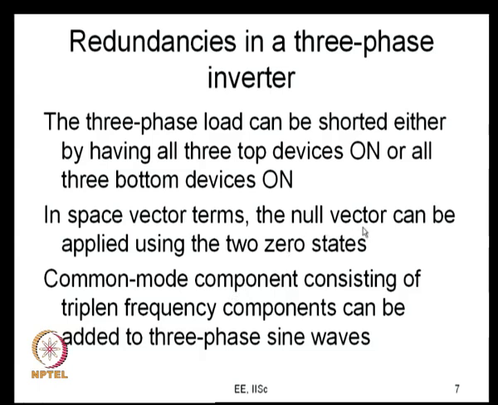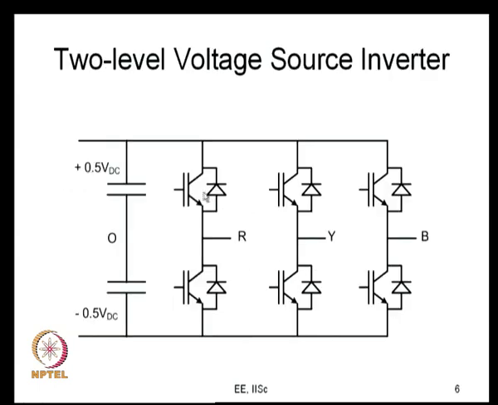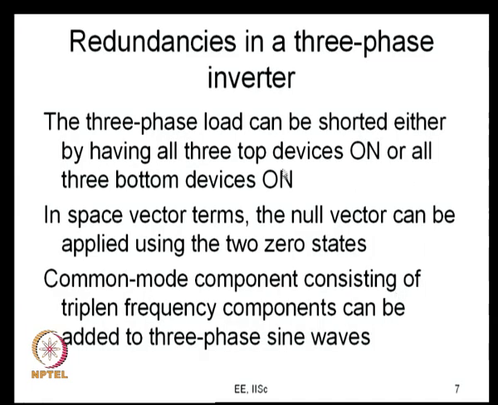This null vector can be applied using 2 different states: one state is where all the top devices are on and the other state is where all the bottom devices are on. Essentially these are equivalent statements. I am just saying that you can short the load by keeping all the top devices on or the bottom devices on. One corresponds to one state, the other to another state, and they are called 0 states.